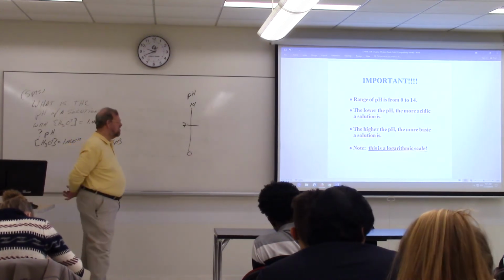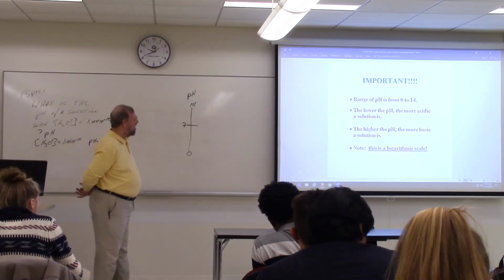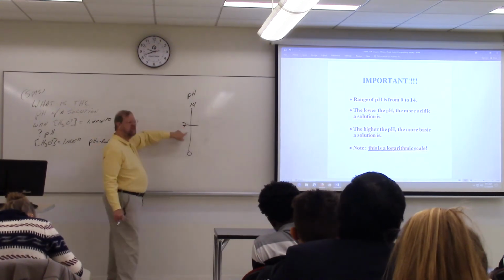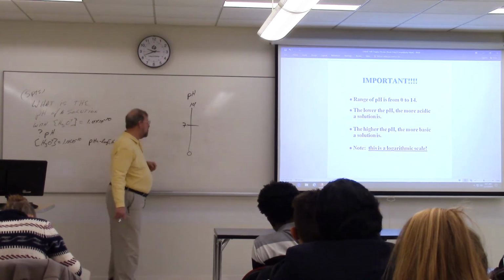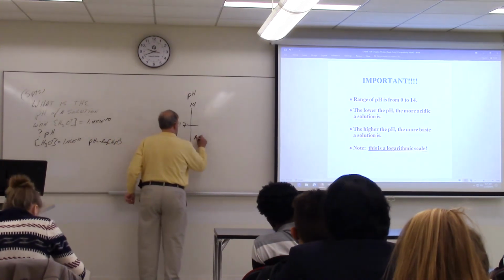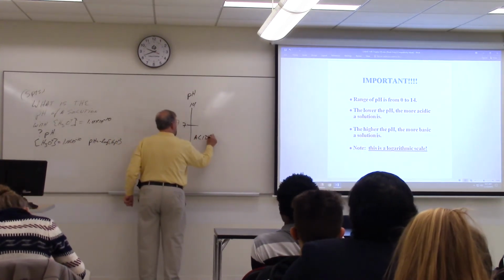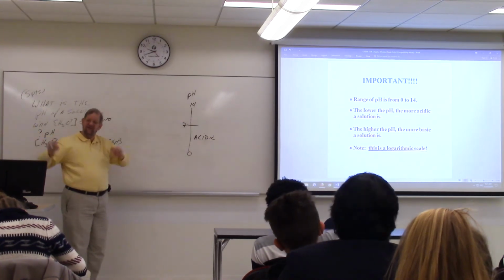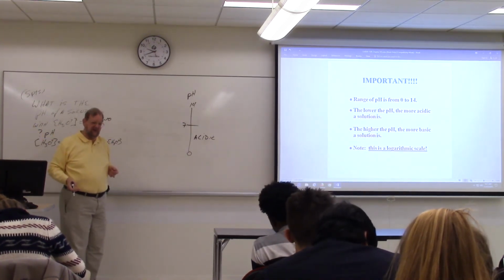But pH can never be lower than 0 or higher than 14. Now, when pH is less than 7, we call that solution acidic, which you learned about, but this is easier to see. When pH is less than 7, you immediately know that solution is acidic.